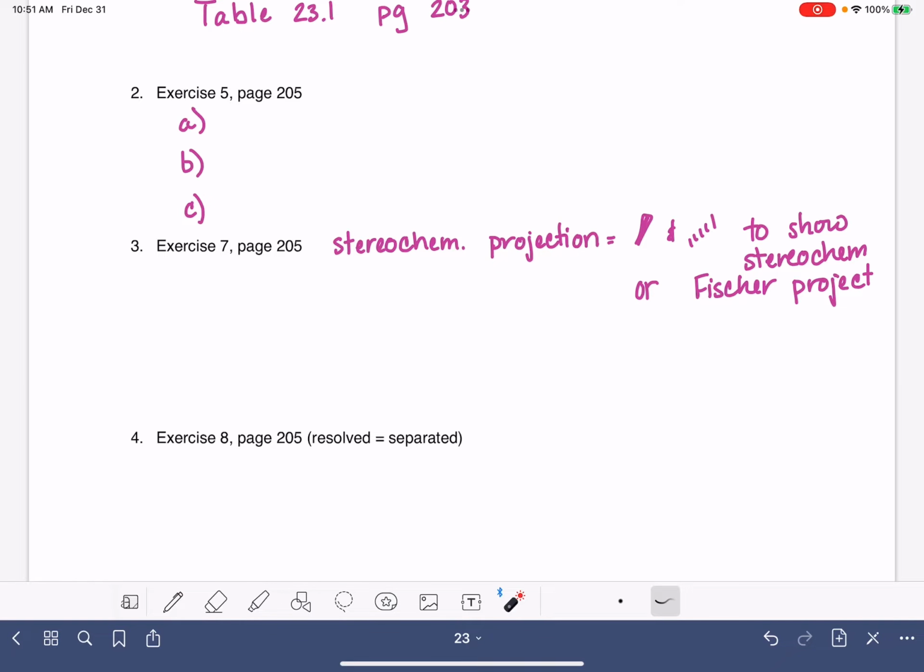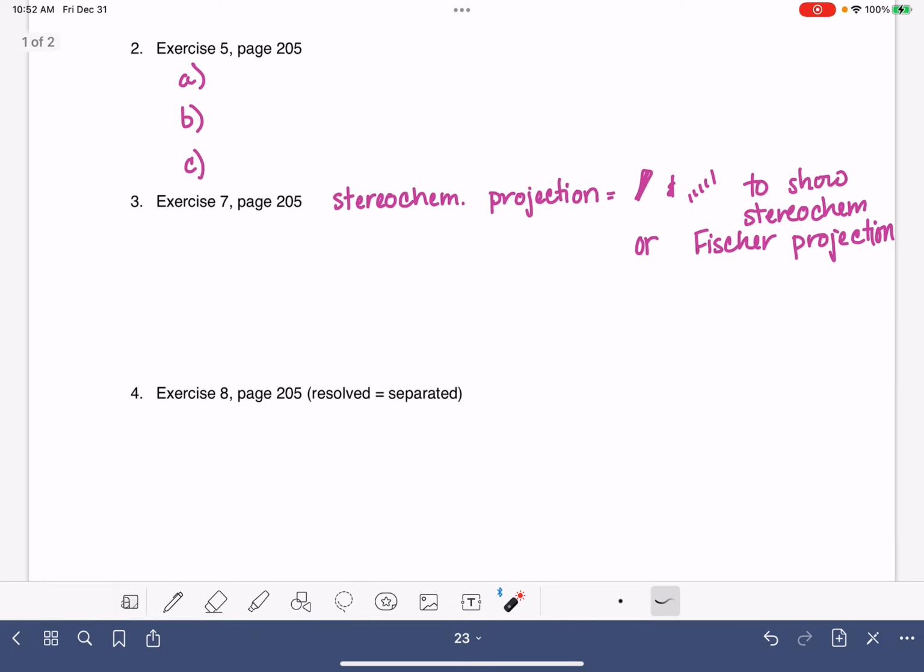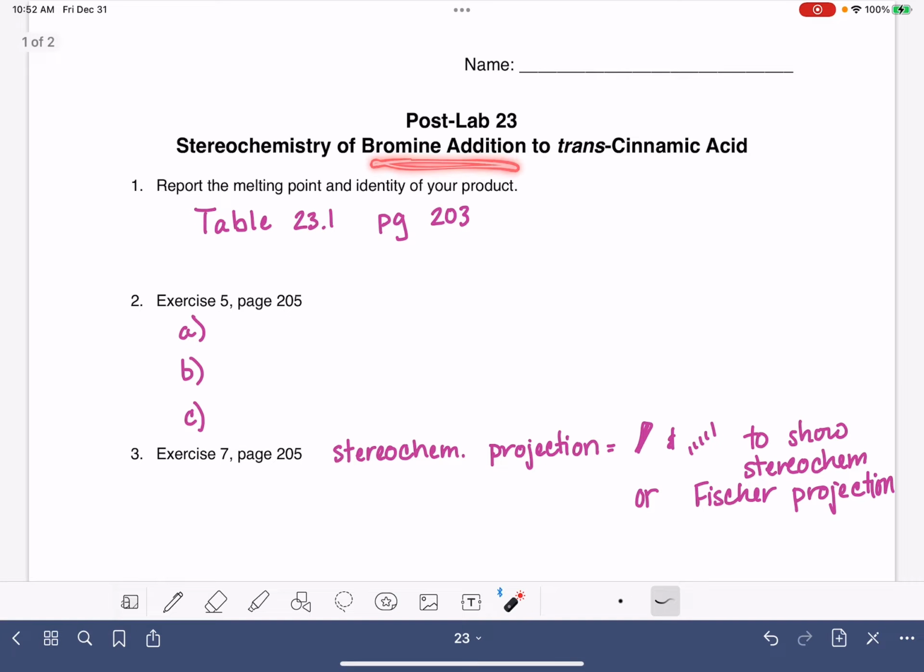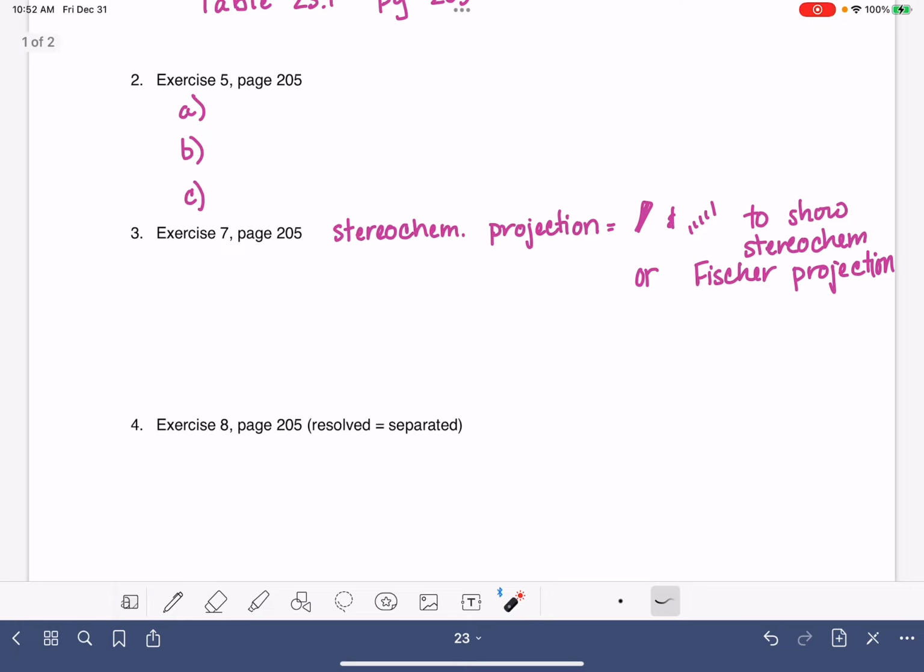So it's asking you to just use some sort of notation that's going to show the stereochemistry of the products of the reaction. And this question is actually really not totally related to the experiment that you did. It's asking you basically if you did the bromine addition to, instead of trans-cinnamic acid, you did it with maleic acid or fumaric acid. It's just two different situations. And it's giving you a condensed structure for maleic and fumaric acid. These are the cis and trans isomers of this molecule.